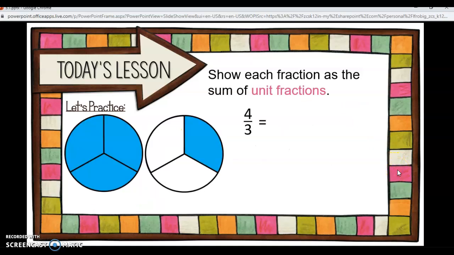Let's try this one though. This one has a funny looking fraction.